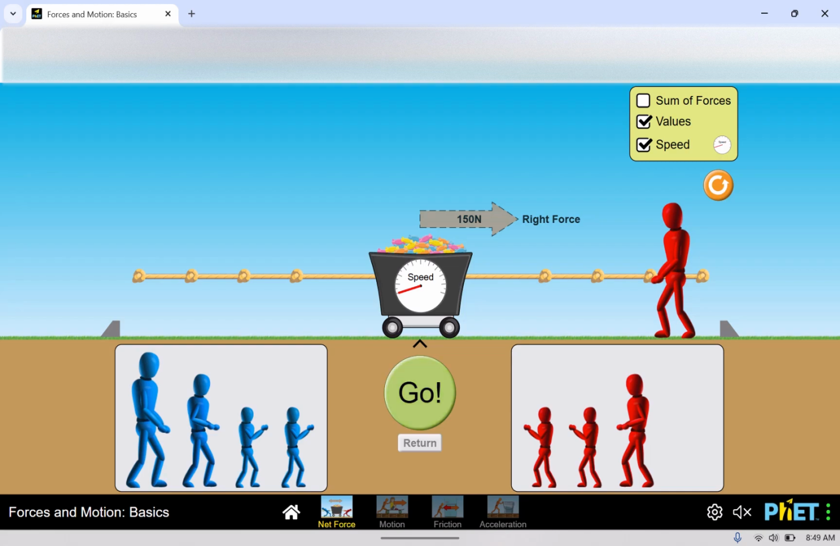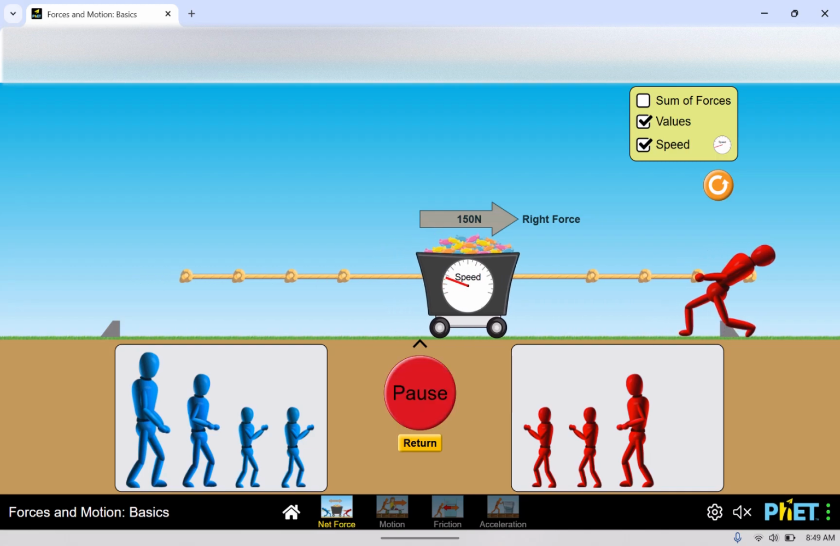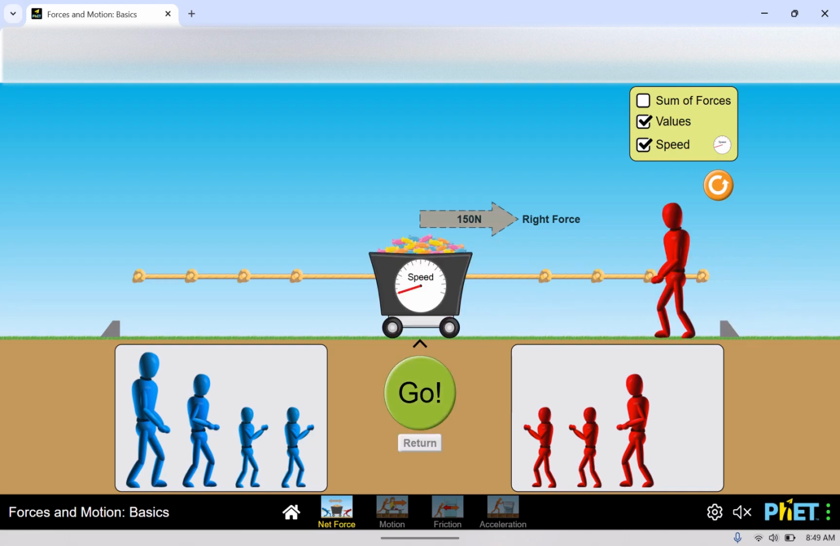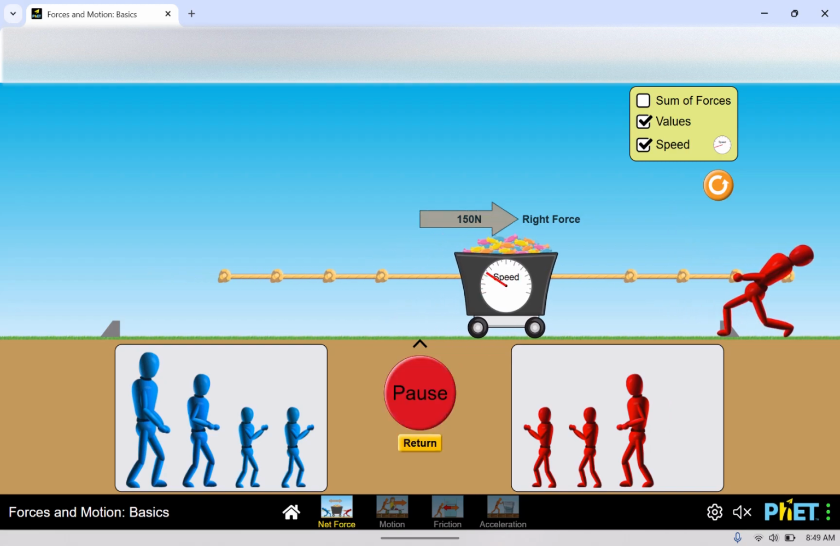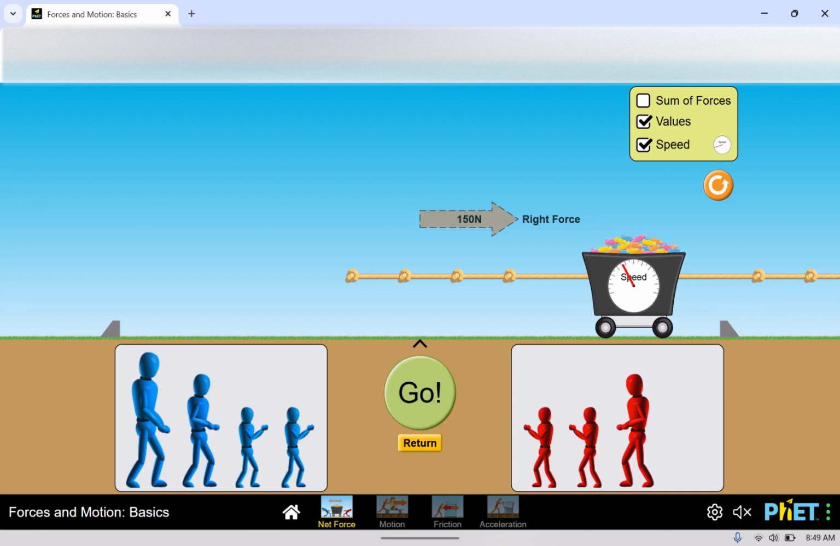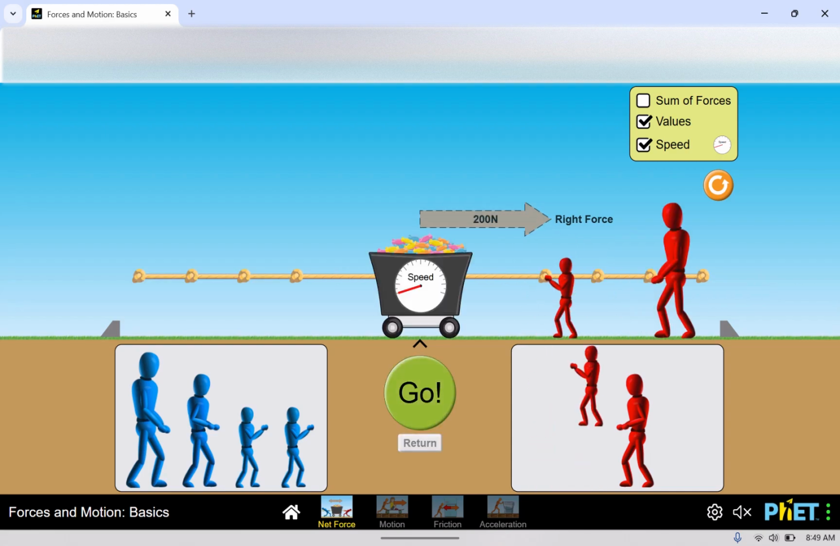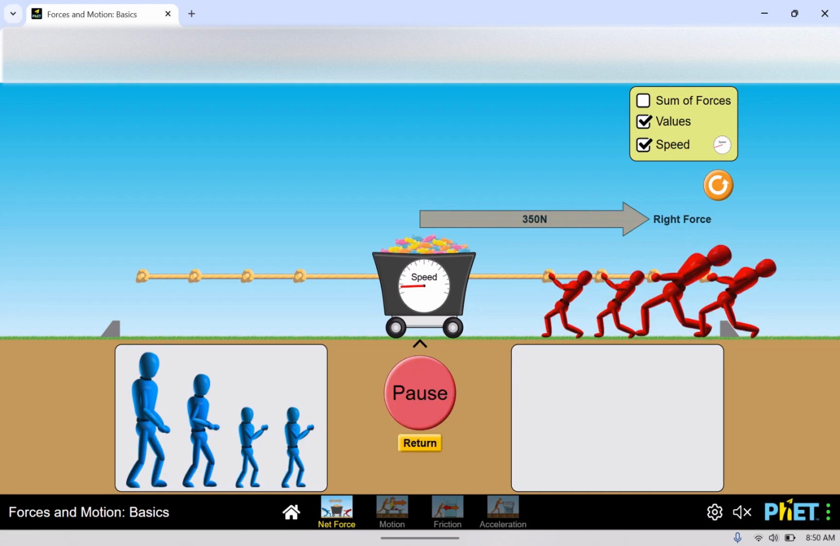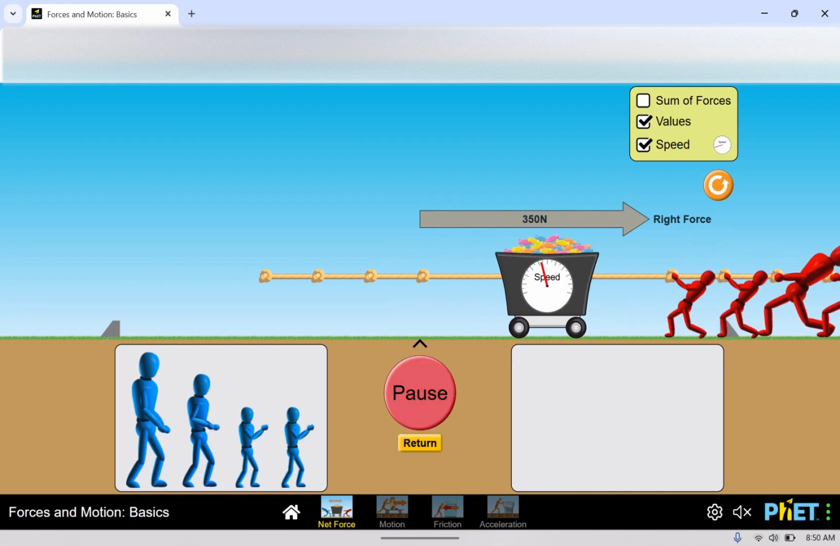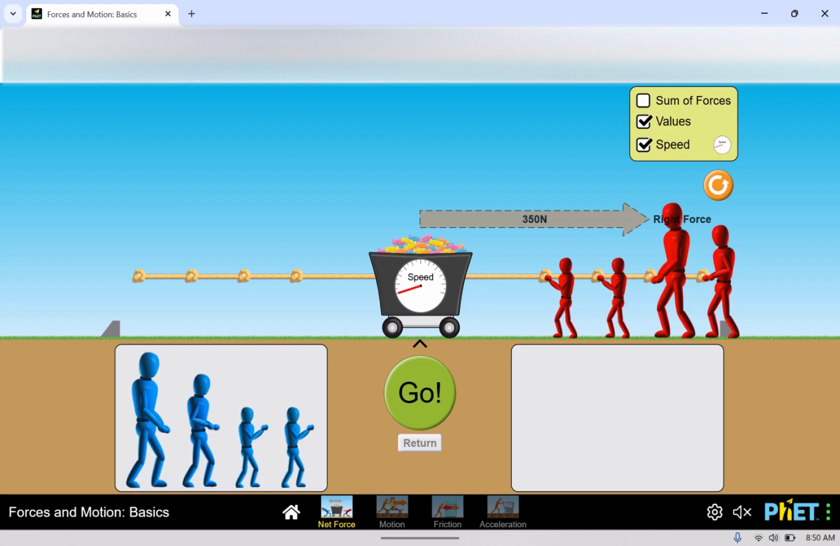If we let this simulation run, you'll notice that the cart goes to the right. Not just goes to the right, but the speed increases. So this object is accelerating. That's what the force is doing. If we add more people, you'll notice that the more force there is, the quicker it accelerates. Hopefully that makes intuitive sense.